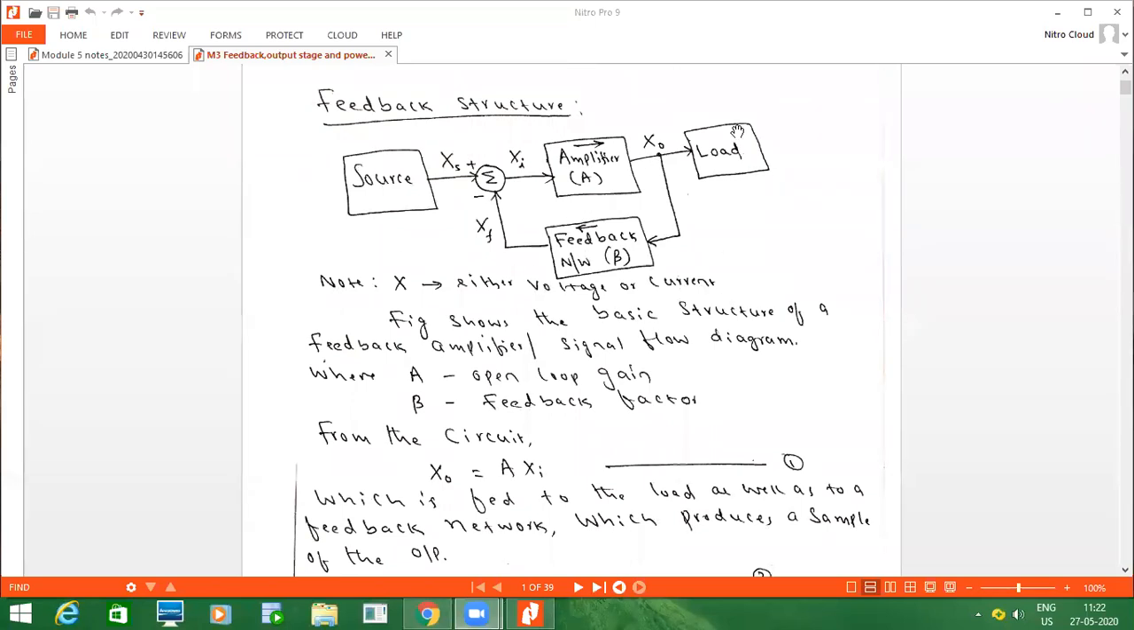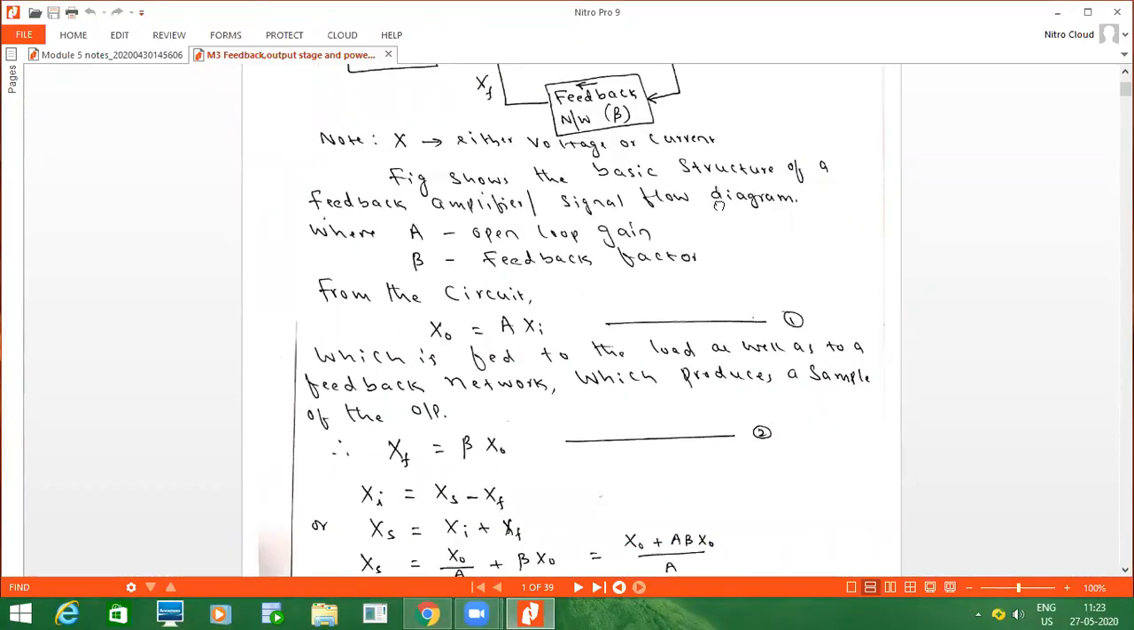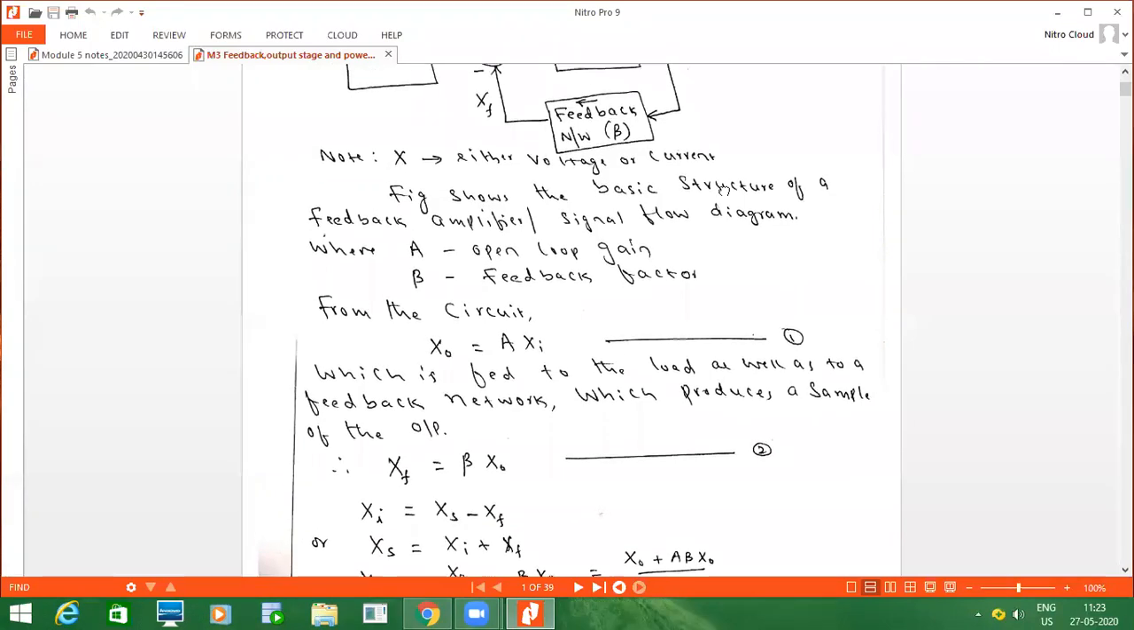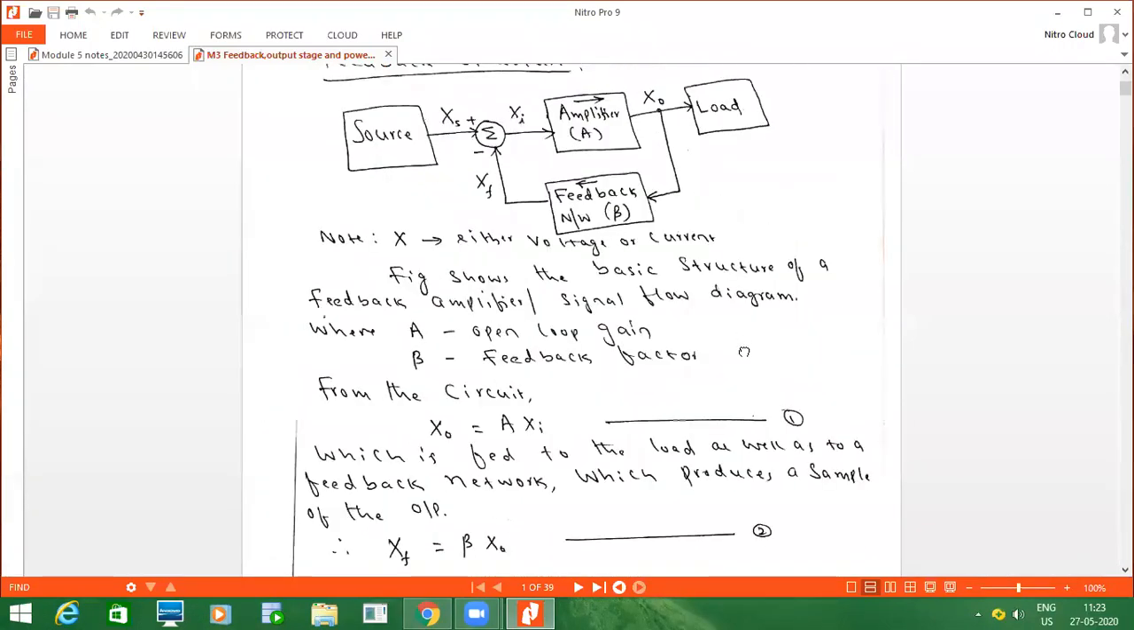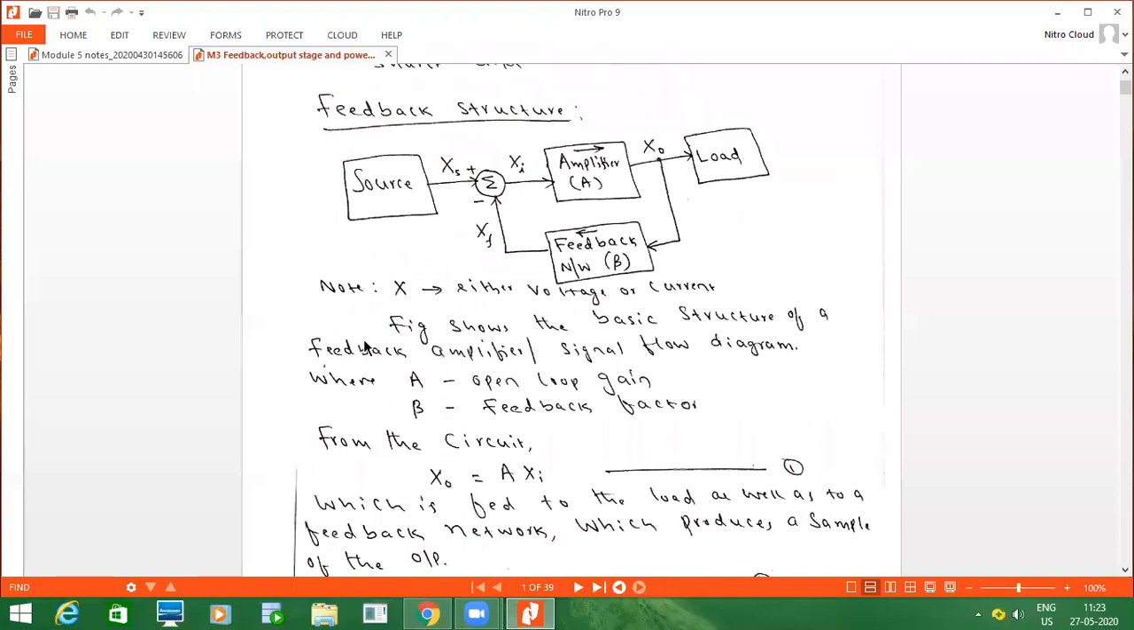Okay, so this is the general block diagram of a feedback structure. We will examine how much the gain will be reduced when we are using negative feedback. Here X is either voltage or current. Already I said, here X I represent as either a voltage or a current. In general, let us take it like that.